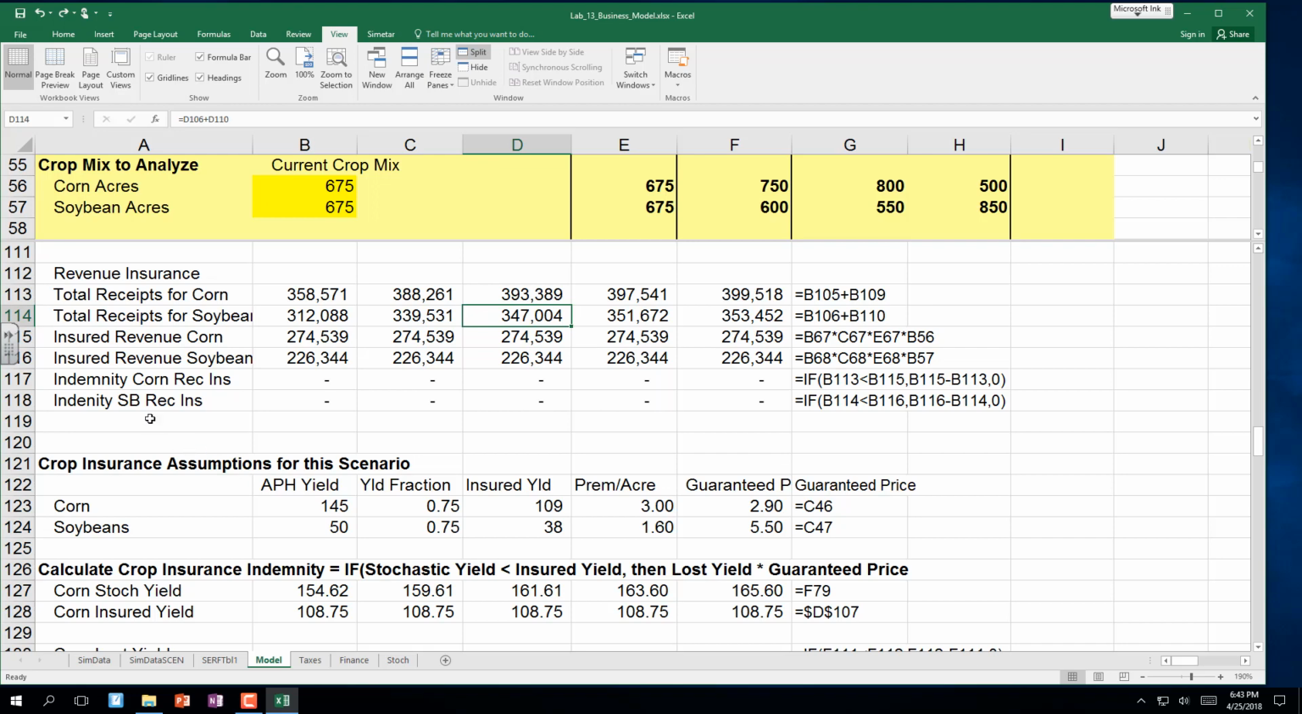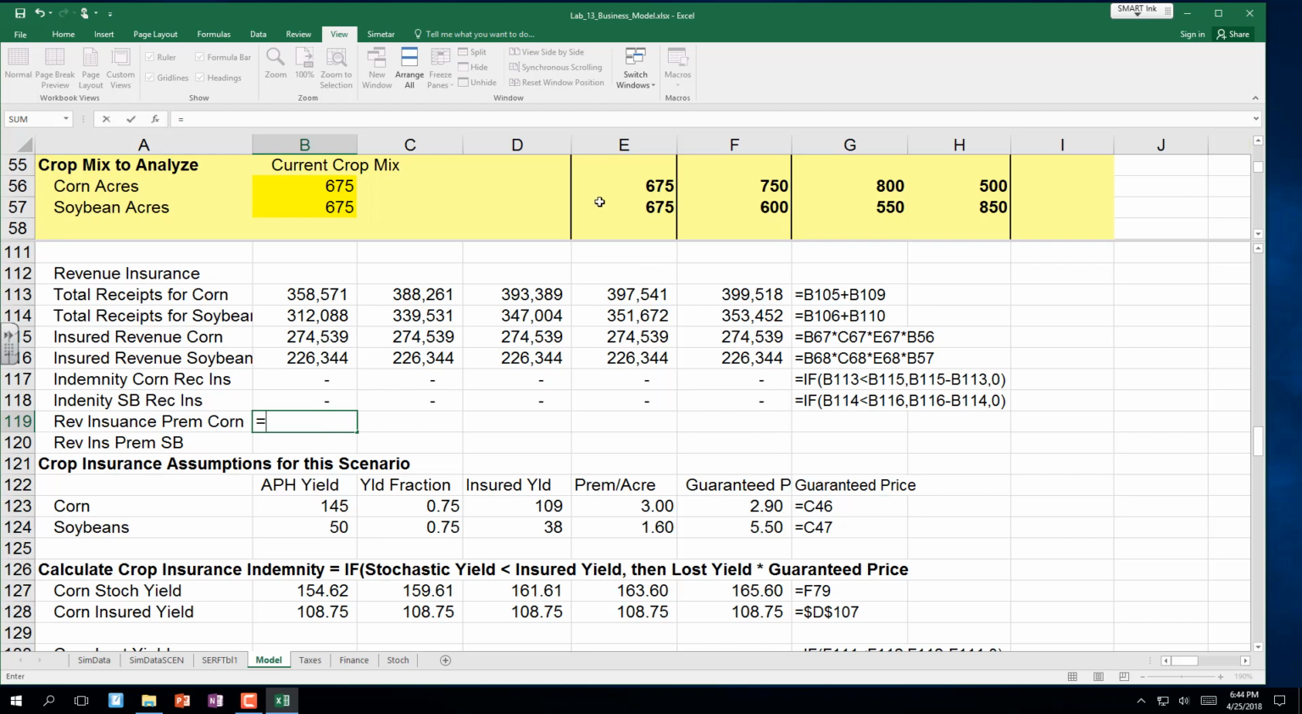Now there's one more thing we need to add to this. Okay. We have to pay for that insurance. Okay, so revenue insurance premium for corn, and the revenue insurance premium for soybeans.